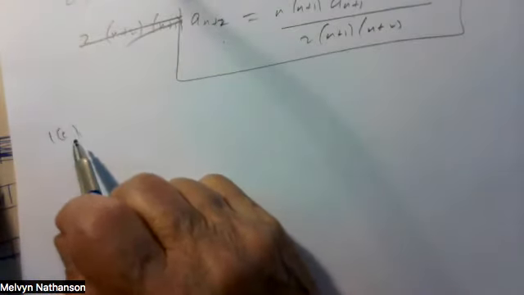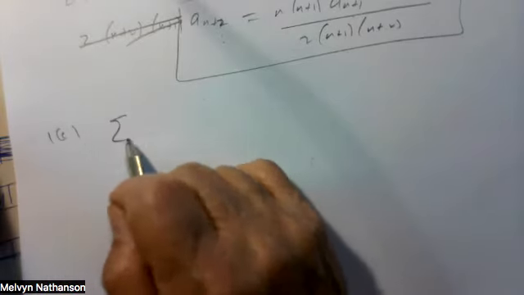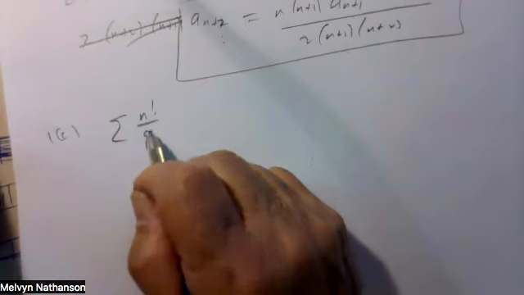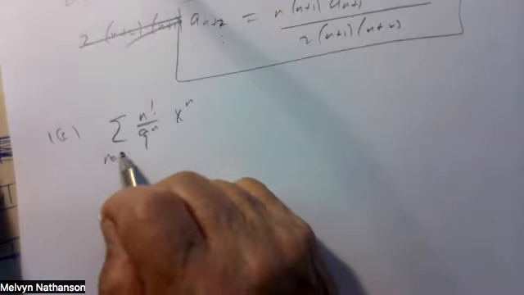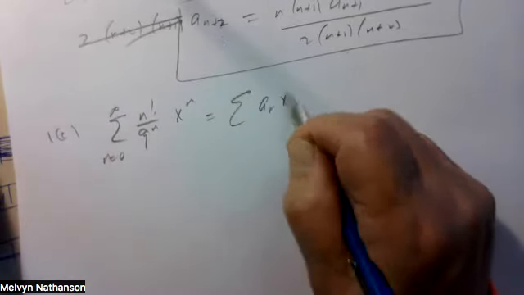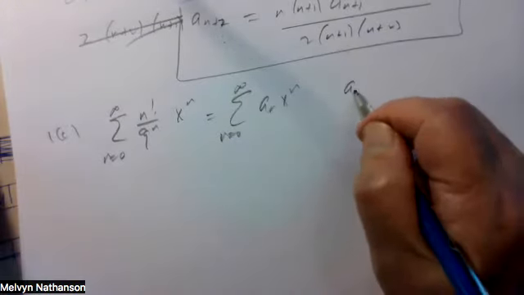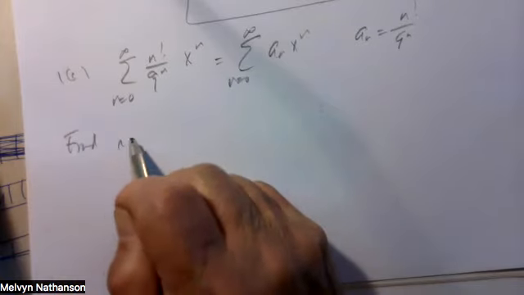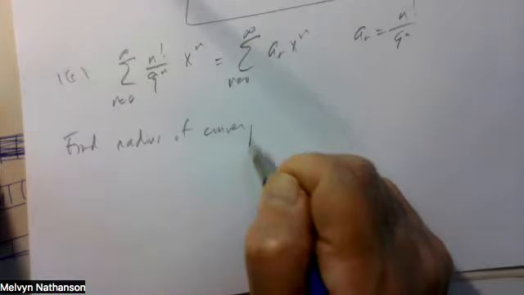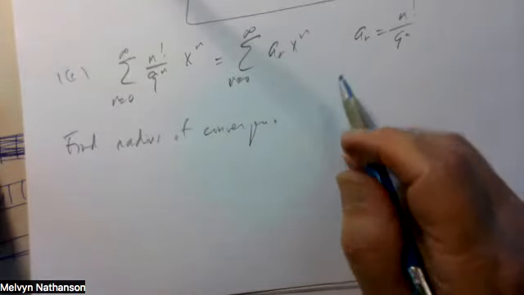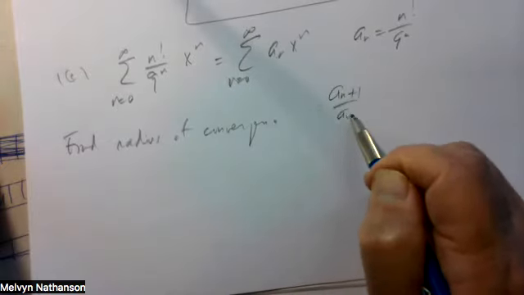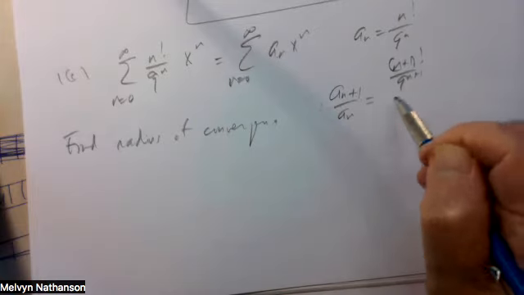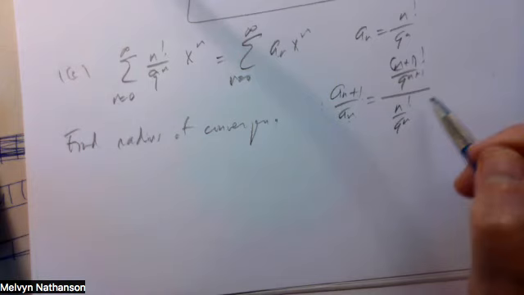Like in problem 1C, you're given the infinite series, the summation of n factorial over 9 to the n, times x to the n. So this is the summation of a n x to the n, where the coefficient a n is n factorial over 9 to the n. The problem is to find the radius of convergence. So you look at the limit of the ratio of a n plus 1 over a n. What is that? a n plus 1 is (n plus 1) factorial over 9 to the n plus 1, divided by a n, which is n factorial over 9 to the n.